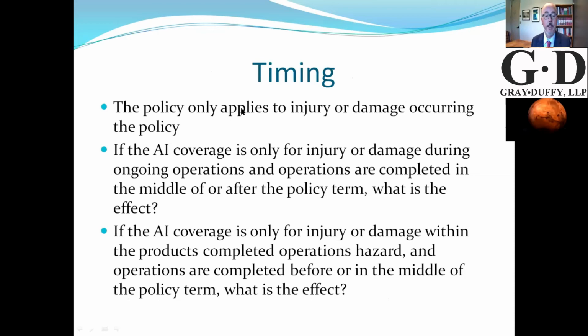Then there are also timing issues. The policy only applies to injury or damage occurring during the policy period. And then there's a question about how this interacts, for instance, in the construction context, with completed operations coverage and ongoing operations coverage. What if the ongoing operations were completed before the policy began? Or what if the policy ended, there's no contract in force, and yet there are completed operations exposures because a defect in the product or the work causes damage to some other property? So what is the effect of all that?